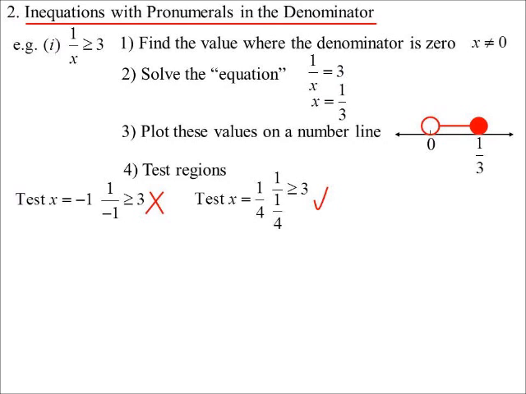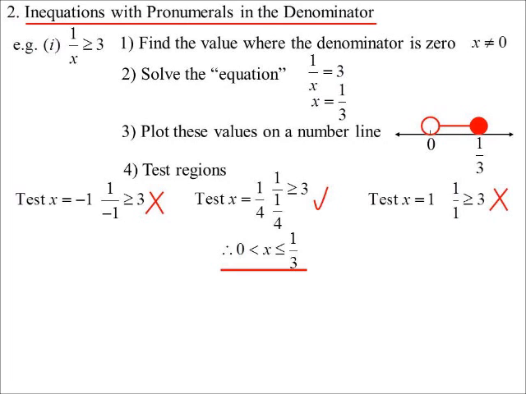Yes it is. So that confirms, all right, I'm in between. Again, if you still don't believe me, let's have a look over on the right-hand side. I'll test x equals 1, sub 1 in. 1 is greater than or equal to 3? No, it's not. So there's my solution. 0 is less than x is less than or equal to 1/3.